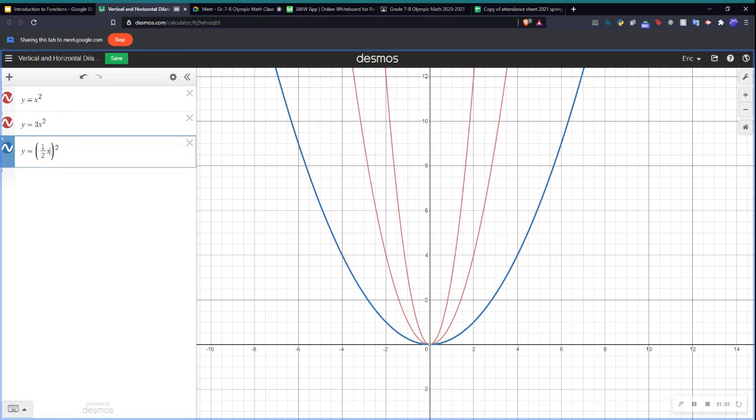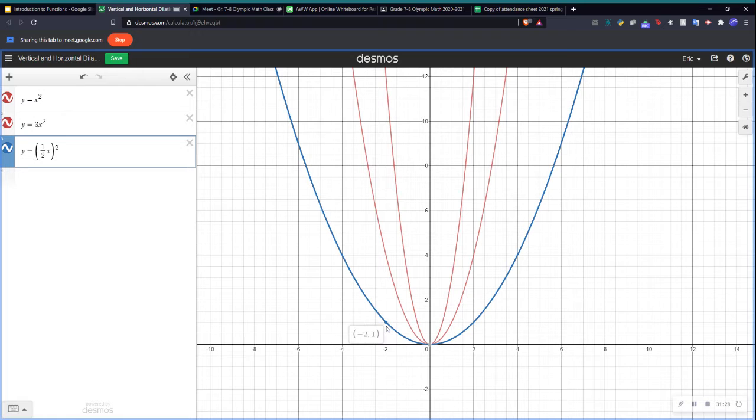So y is equal to, in brackets, 1/2 x, all that squared. So this was a case of f at cx, right? So we have 1/2 x. So the 1/2 would make it stretch out horizontally, stretch out outward. And you can see from this graph right here, it is indeed stretched out horizontally, like so.